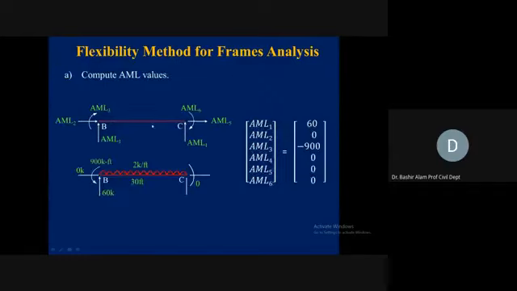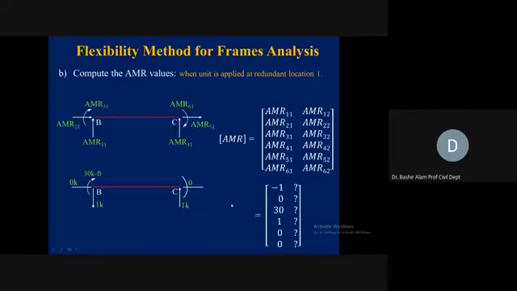Now, AML values, if you remember, for capital M, these were the member actions we calculated. Now we complete the AML matrix. So 60, 0, and minus 900. So 60, 0, minus 900 here you see. And then 0, 0, and 0 here you see. This is how we complete the AML matrix for member BC.